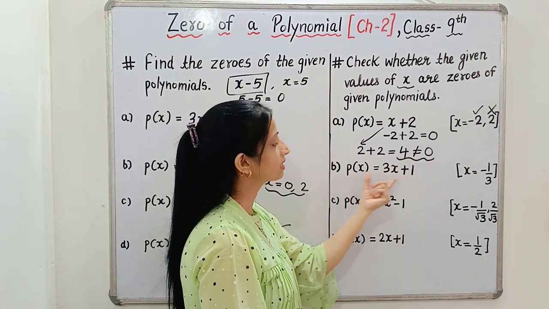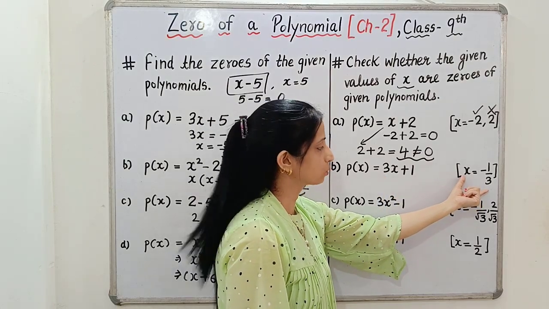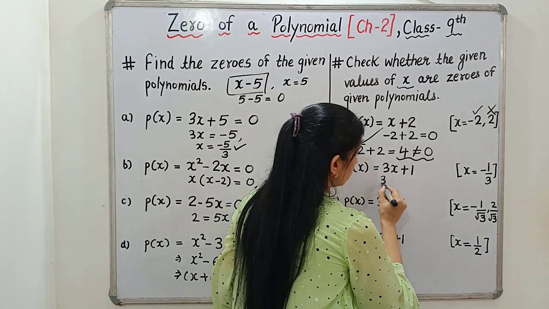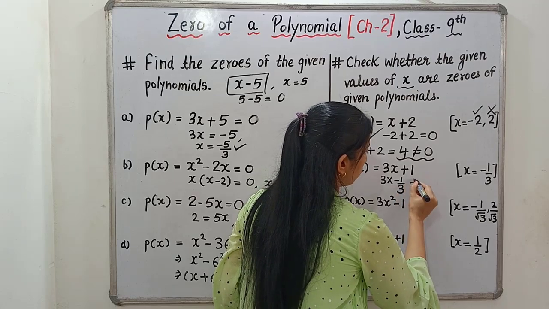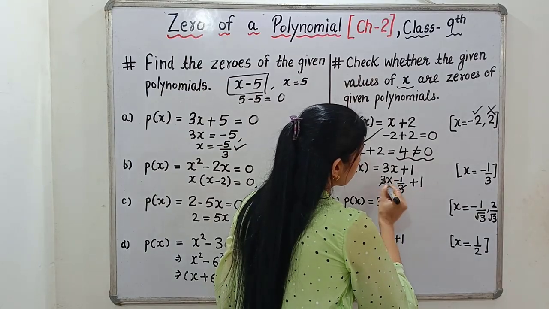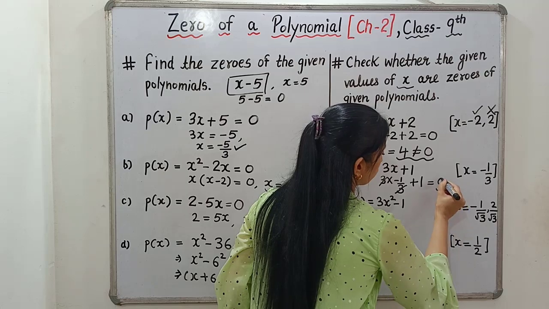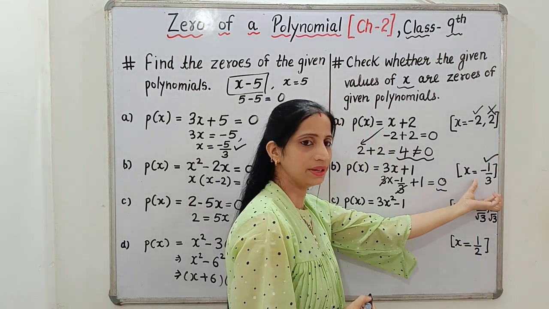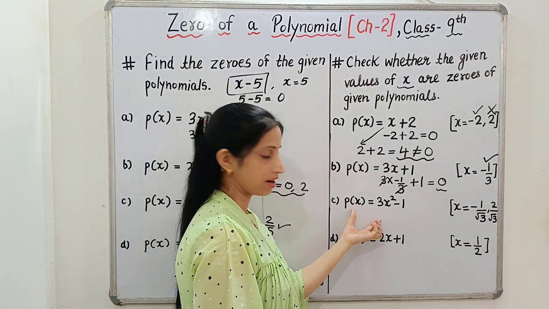Now the polynomial is 3x plus 1 and only one value is given, minus 1 upon 3. So let's put minus 1 upon 3 in place of x. 3 multiplied by minus 1 upon 3 plus 1. Okay. By this 3 we can cancel this, and what do we get? Minus 1 plus 1, that is equal to 0. Hence x is equal to minus 1 upon 3 is the 0 of the polynomial. Similarly, do the third one.